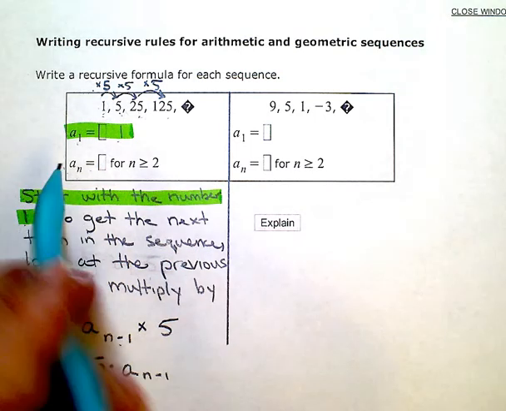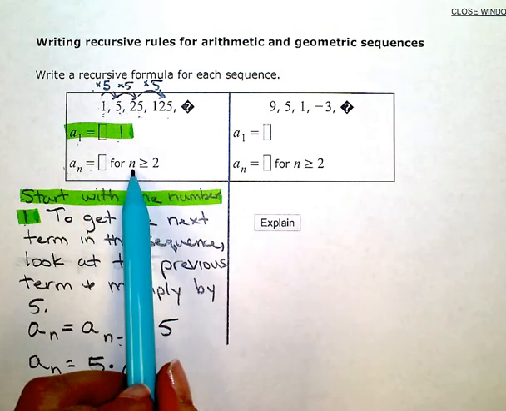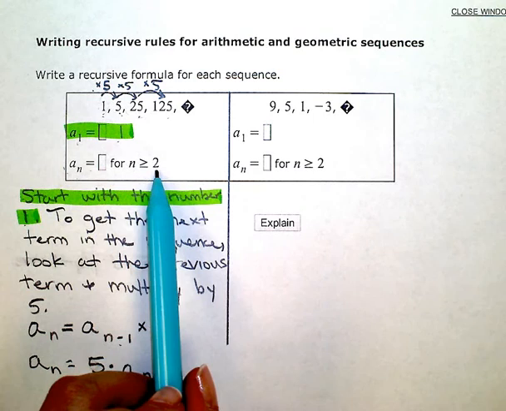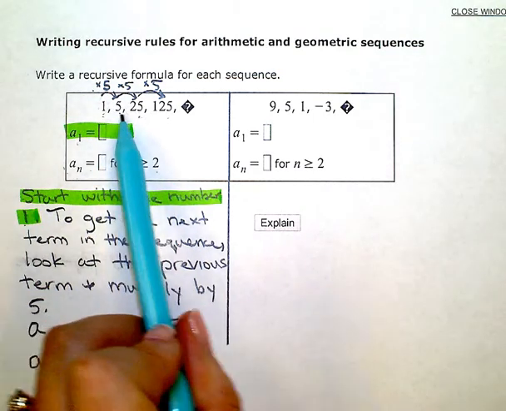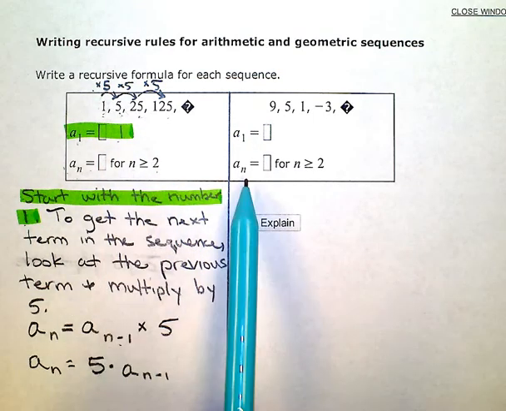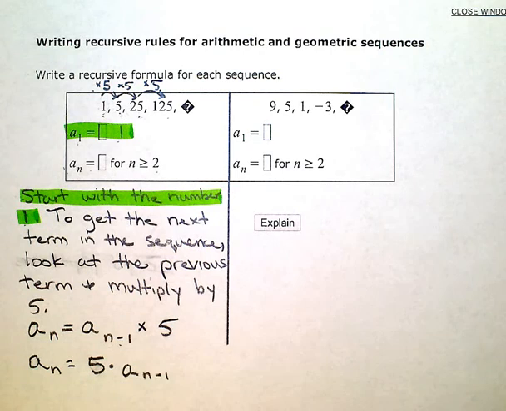Okay? And then they're saying for every term starting with the second one, or greater, right? So starting with the second one, and everything greater than that, we're going to follow this set of instructions here. So my final answer would be, the first term is 1. To get each additional answer, you're going to look at the previous term and multiply by 5.